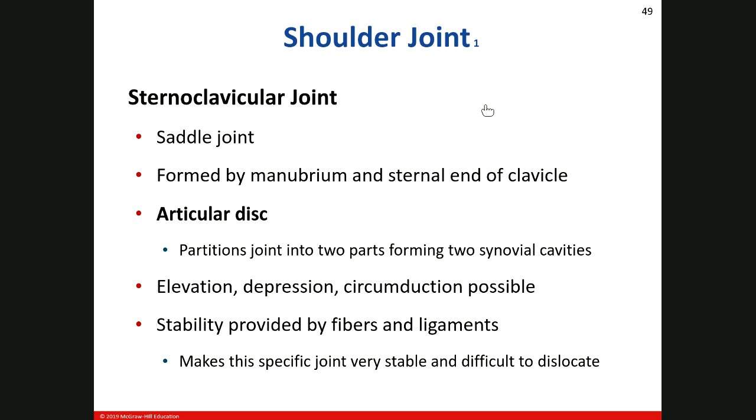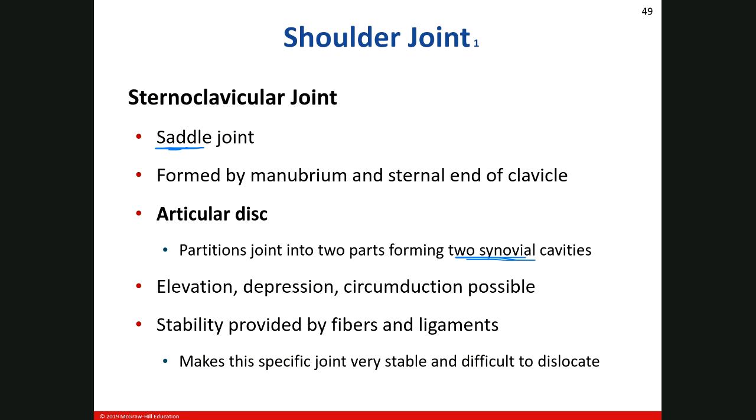All right, let's talk about the shoulder joint. When we talk about the shoulder joint, there's a couple different joints involved. The first one is the sternoclavicular joint. We've seen it because the sternal end of the clavicle sits right on top of the manubrium. This type of joint is a saddle joint, and I'll show you a better picture in a second. We also have an articular disc here, similar to what we saw with the TMJ. This disc divides the cavity into two synovial cavities.